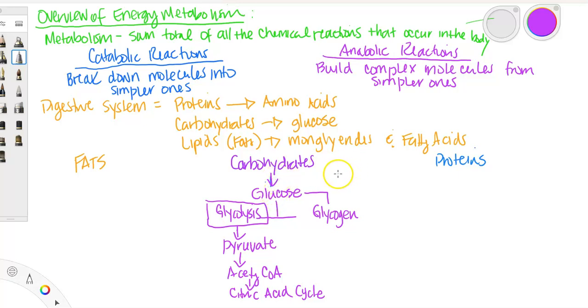Okay. So fats, let's look at fats. My color is fats. So fats, we mean triglycerides, just those, glycerol and 3 fatty acids. And when we break those down, they break into fatty acids and glycerol.